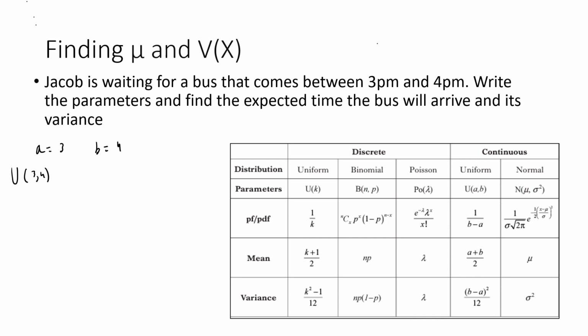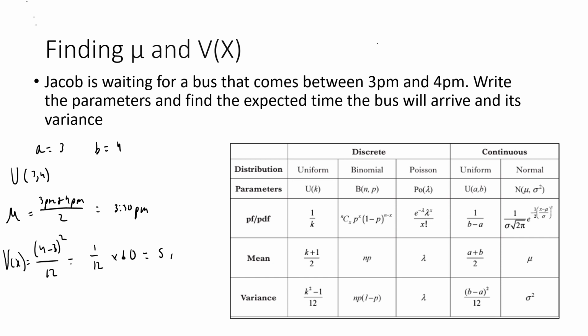Next up is finding mu, or the mean, which is a plus b over 2, so 3 p.m. plus 4 p.m. over 2, which gives us 3:30 p.m. Next we need to find the variance, which is b minus a squared over 12, which is 4 minus 3 squared over 12, which is equal to 1 over 12. And then we times that by 60 to get a time, and that gives us 5 minutes.